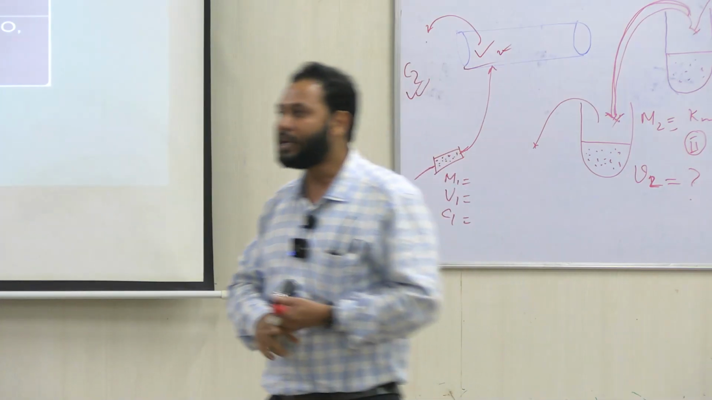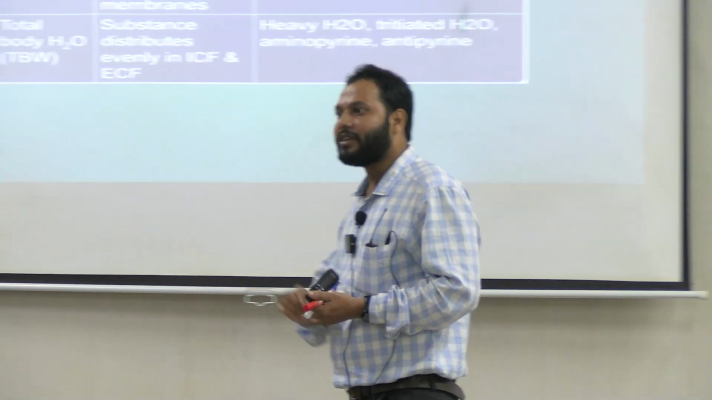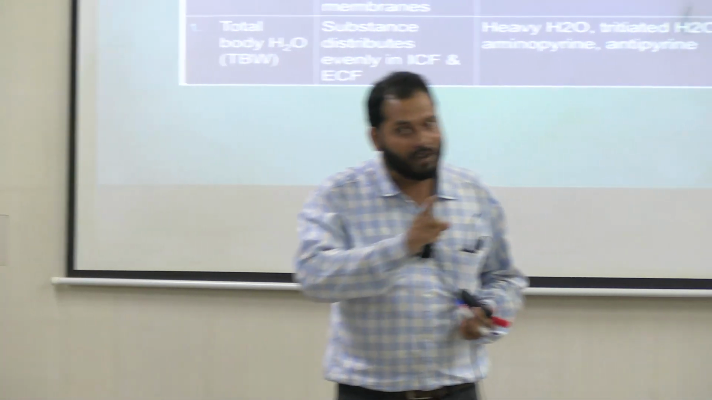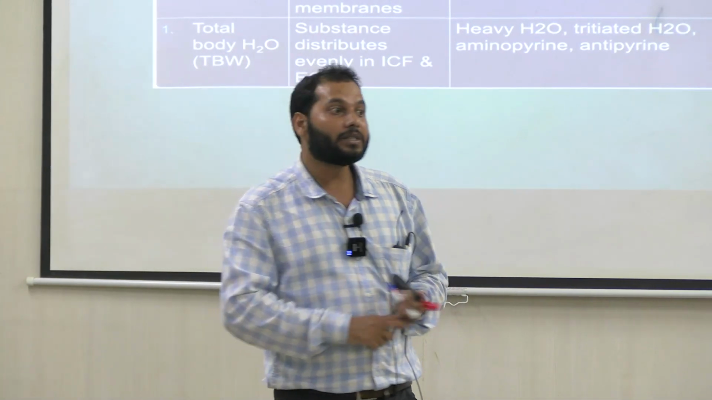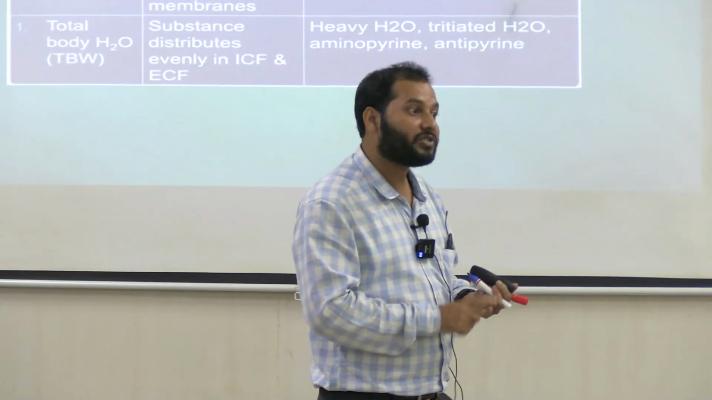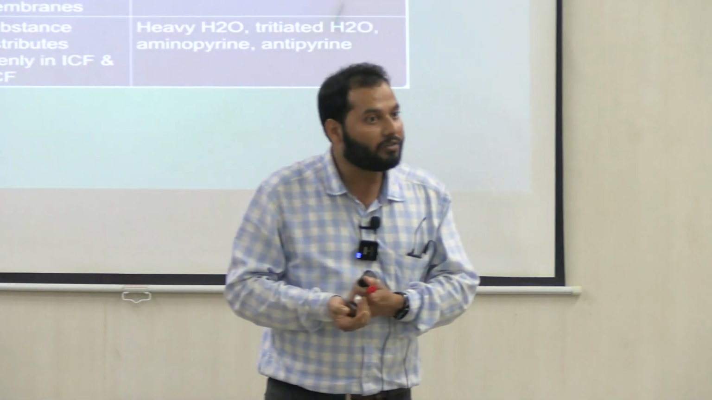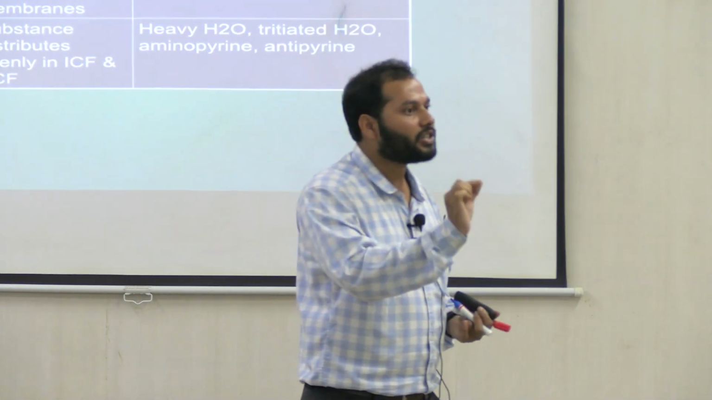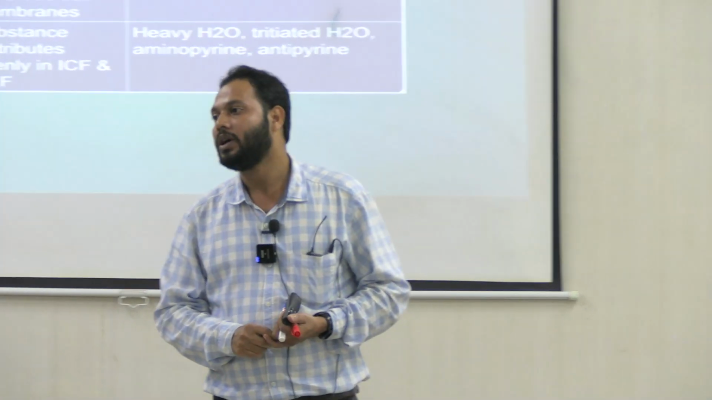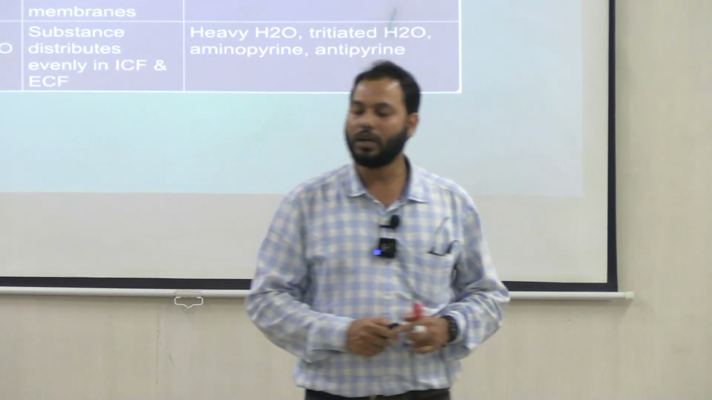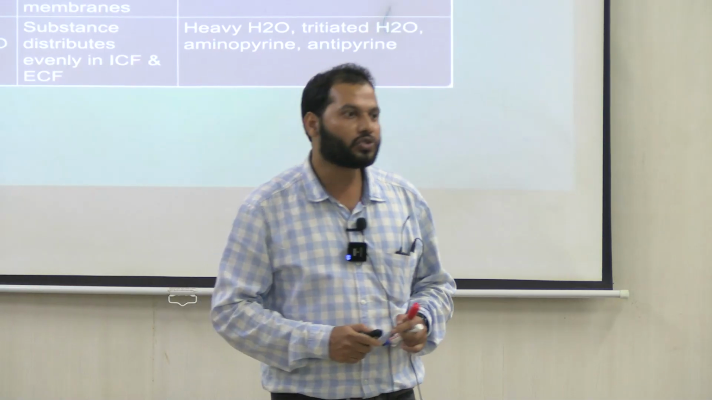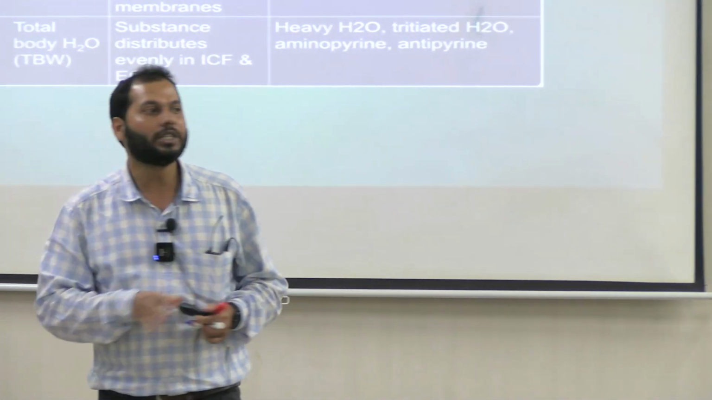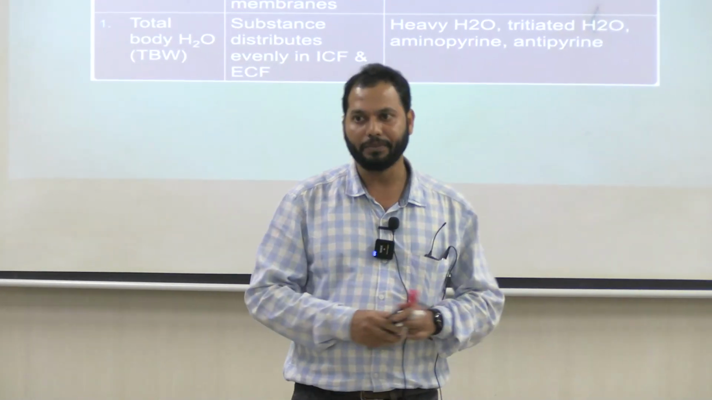Clear? At the same time, it is also difficult to determine the interstitial fluid directly, but we have determined the plasma volume. We also determine the total body water. If we subtract the plasma volume from total body water, we can get the volume present in interstitial fluid. So this is how the dye dilution method is used for the determination of volume present in different body fluid compartments. Thank you.